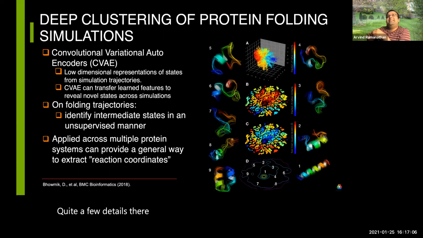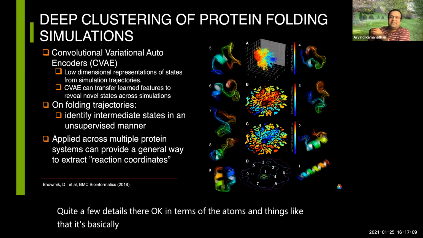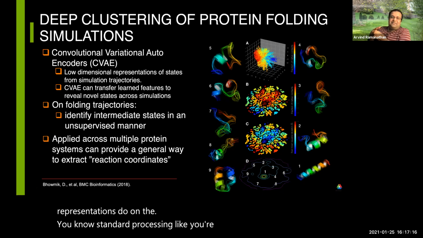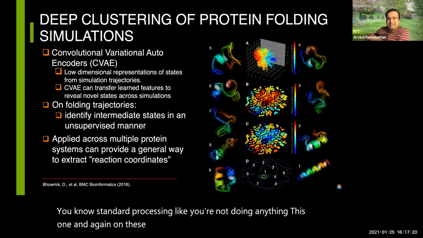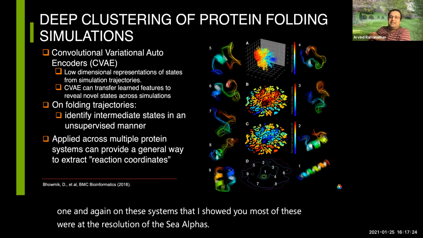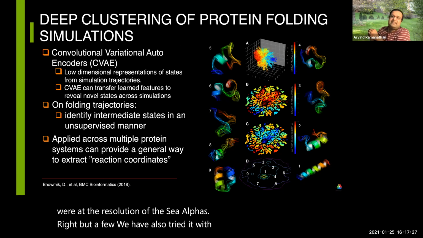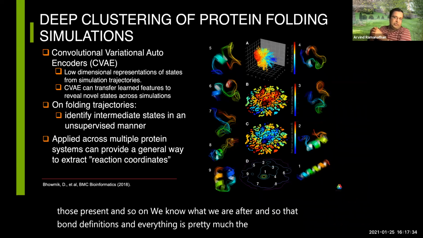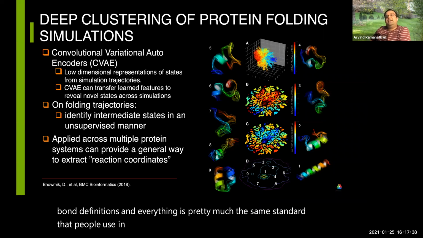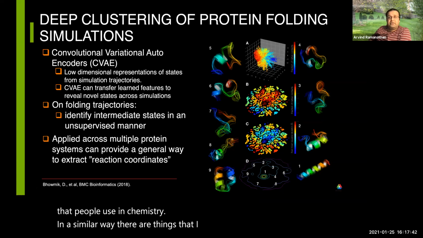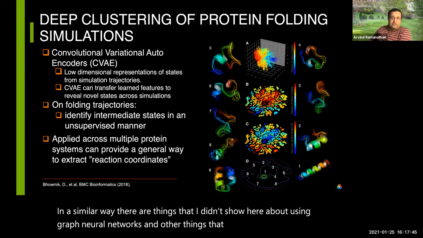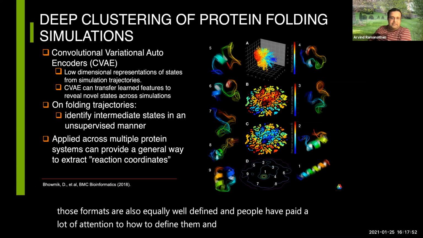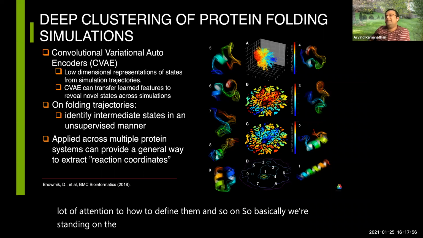In terms of the atoms, it's basically similar to what MD analysis or any of the representations do in standard processing. You're not doing anything new. On the systems that I showed you, most were at the resolution of the C alphas, but a few we have also tried with the side chains present. We know what we are after, and so the bond definitions are pretty much the standard that people use in chemistry. Similarly, there are things I didn't show here about using graph neural networks that are also present, and those formats are equally well defined, and people have paid a lot of attention to how to define them. So, basically, we are standing on the shoulders of giants in that aspect.